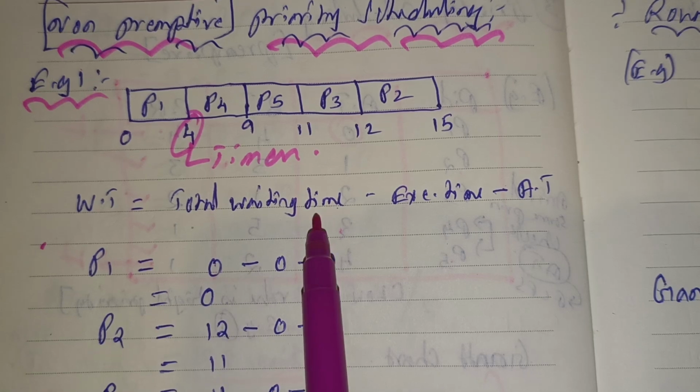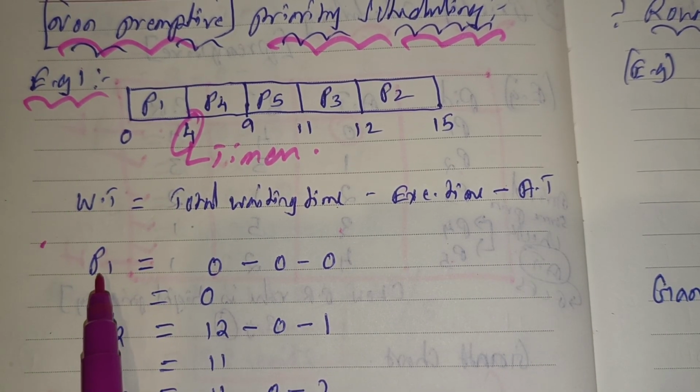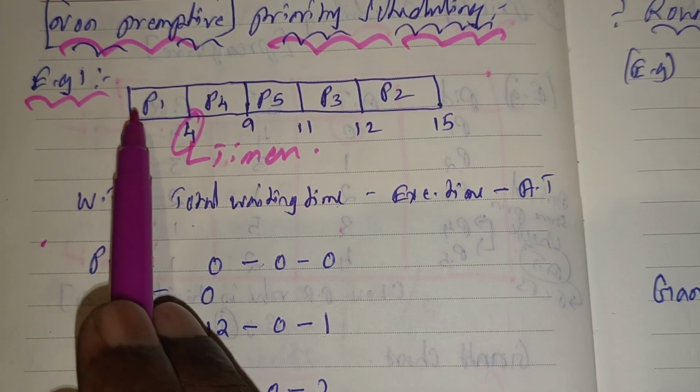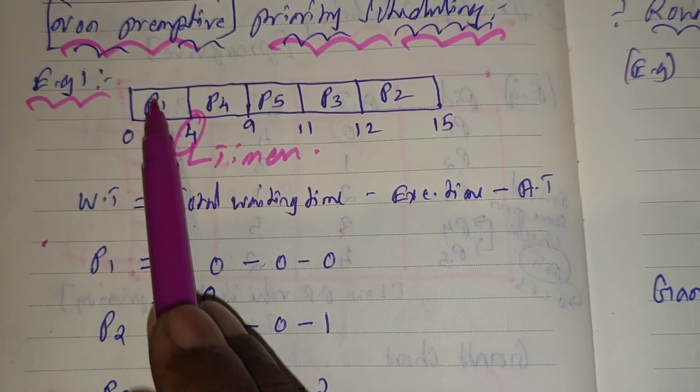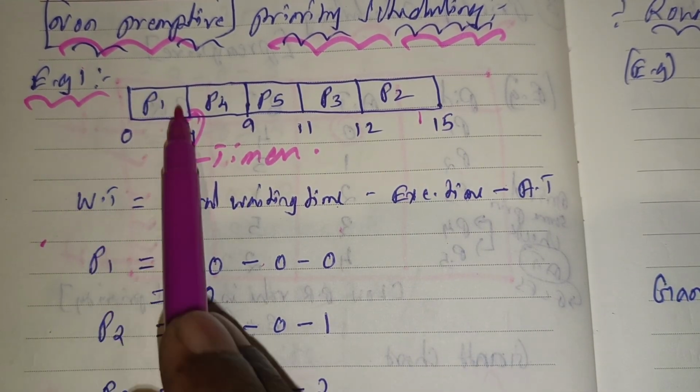So let's find out the total waiting time, that is, the waiting time for each and every process here. Waiting time is total waiting time minus execution time minus arrival time. So process 1, total waiting time is 0. Execution time is also 0. You can check it. Process 1 is not executed anywhere in future and previously also.